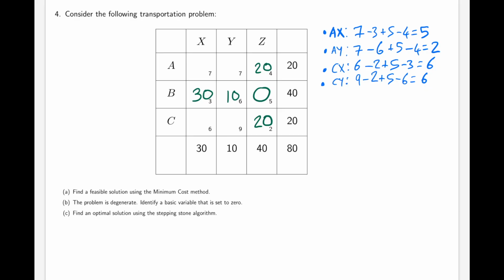Now the cost of making any of the non-basic variables basic is positive for all the non-basic variables, so we cannot find an improvement on the current solution, and therefore we have found the optimal allocation.